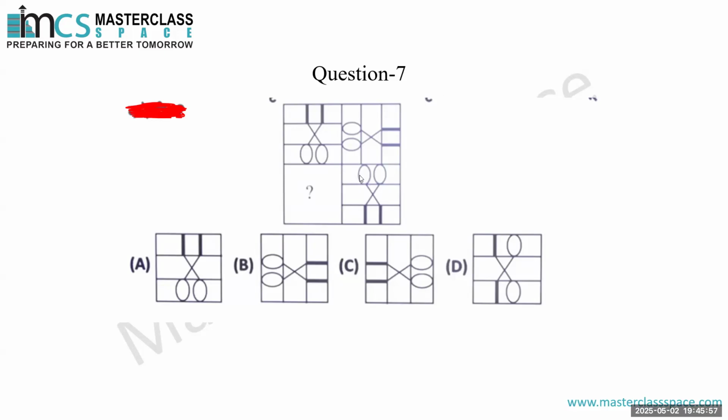See here, the only thing that we have to observe is these oval shaped things, right? So here they are pointing towards the front. Here they are pointing towards the left. Here they are pointing downwards. So in the next image, they have to point towards the right. Therefore, option C is the right answer.